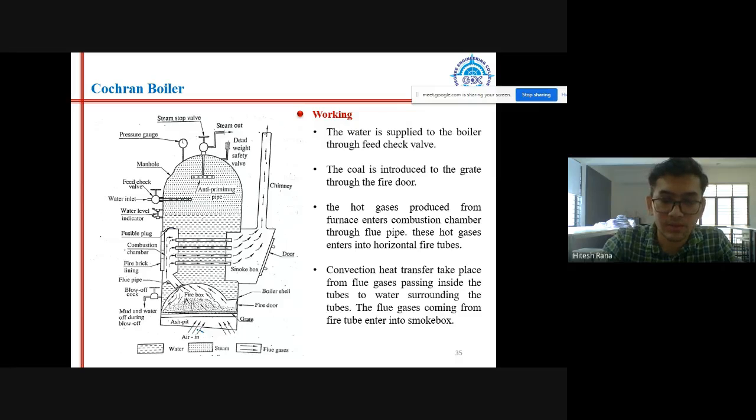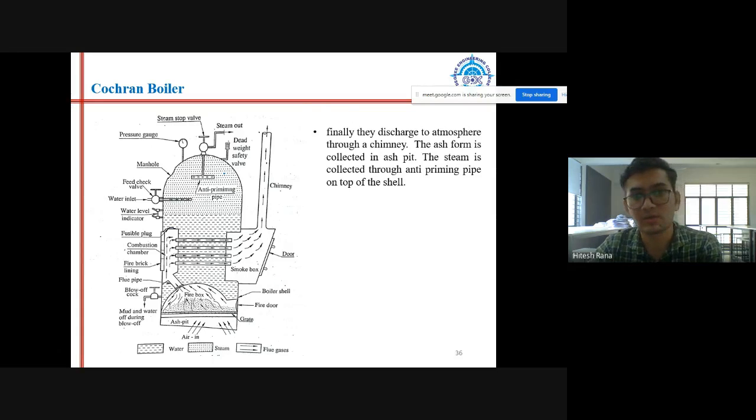And down over here you can see air is going inside the furnace. Okay, I explained you in components portion that air is required for efficient combustion or complete combustion of fuel. Okay, so that is why the air is passing, and once the fuel is burned, the ash will be collected down in the ash pit. So this is how the Cochran boiler works or steam is generated in Cochran boiler.